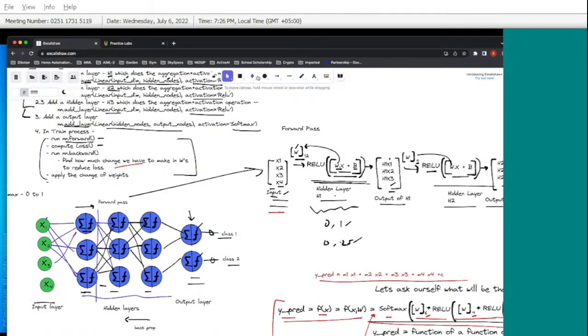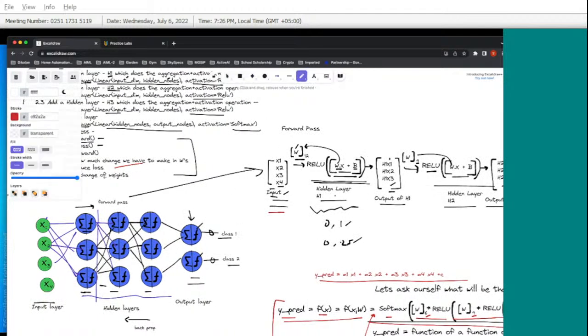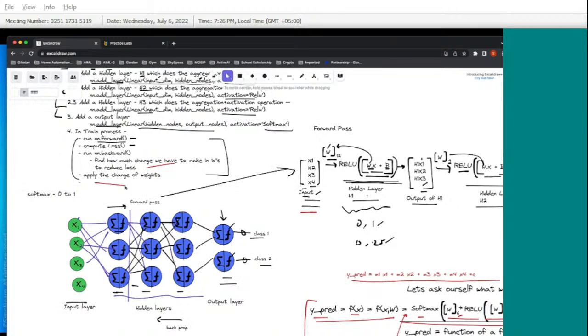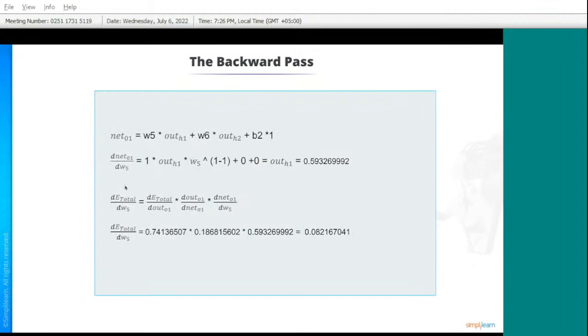Who will apply the change? Someone else will apply the change. Who will apply the change? Can anyone tell who will apply the change? There is a special algorithm which actually applies the change. The actual change in the W, that's where the learning rate will come. That will be applied somewhere else. So let's look at where it applies.